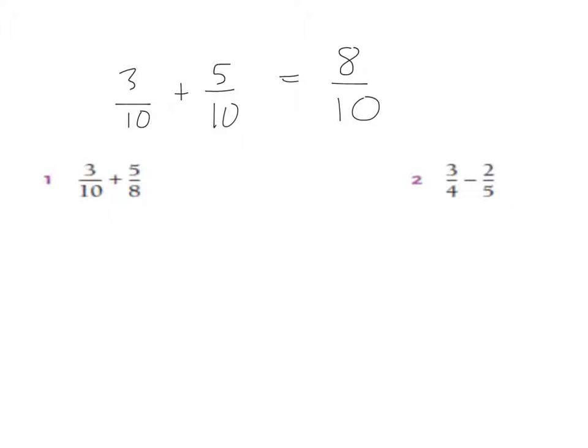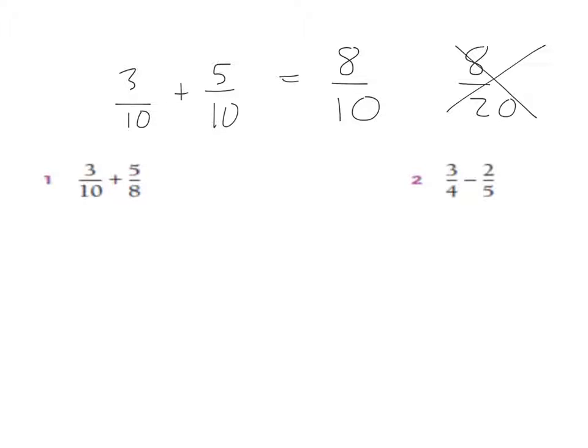One of the really common mistakes is that students would say that the answer to this question is 8 over 20, because what they did is add the two tens together. That is incorrect. Remember, we do not add the denominators.